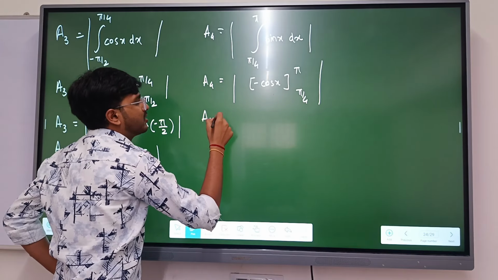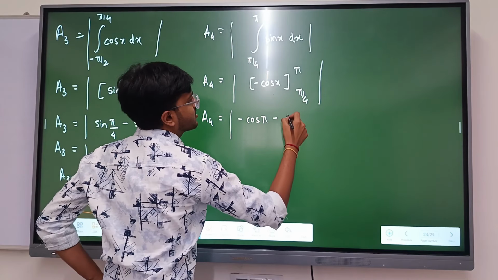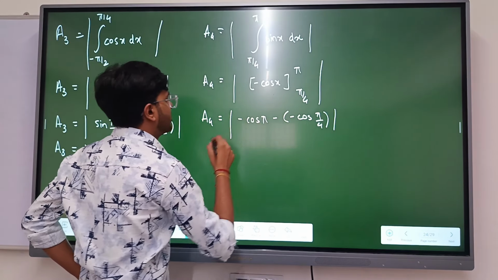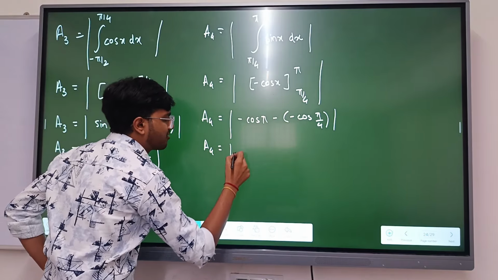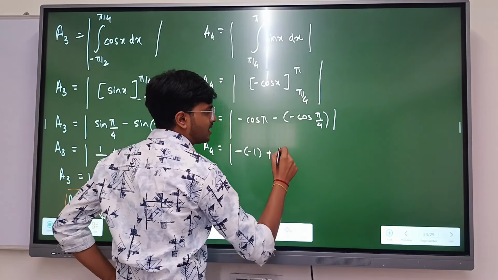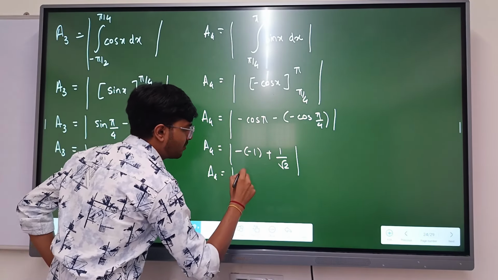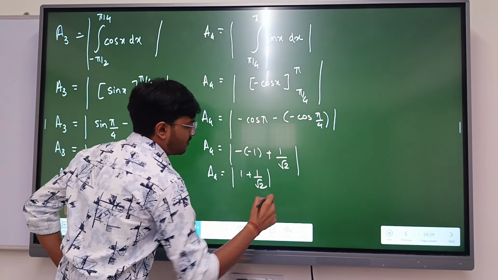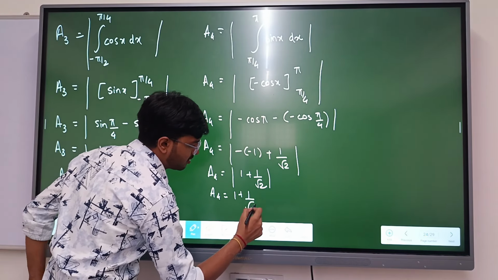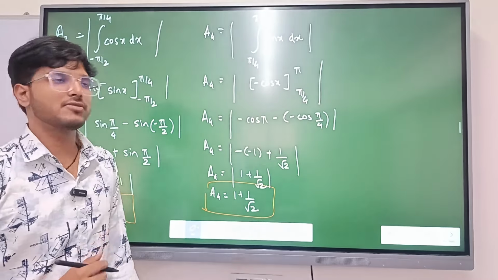So A4 equal to minus cos pi minus cos pi by 4. So A4 equal to mod of cos pi is minus 1, minus of minus 1, minus plus cos pi by 4 is 1 by root 2. So A4 is mod of 1 plus 1 by root 2. So A4 would be equal to 1 plus 1 by root 2. Both are positive, so mod will open in positive. So A4 is 1 plus 1 by root 2.